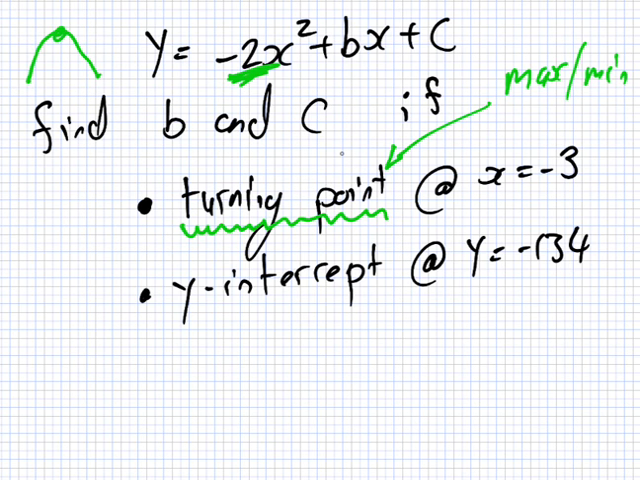Which will be easier to find first, the b or the c? What do you think? Any ideas? The c. In fact, you already know what the c is. What is it? Minus 134 is the c, because I tell you it there, the y-intercept. So you have y equals minus 2x squared plus bx minus 134.